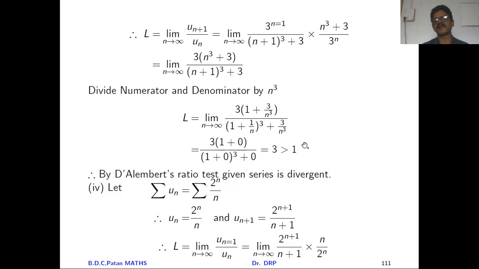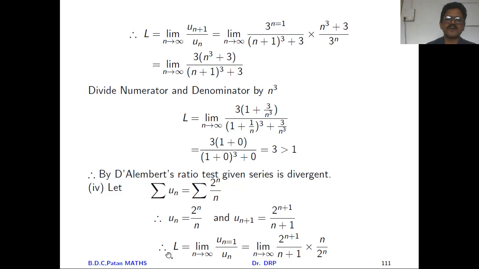If you get the limit to be greater than 1, then by D'Alembert's ratio test, we say the given series is divergent. Then the next, fourth problem is given. Test the convergence of summation 2 raised to n upon n. We denote it as summation un. So un equals 2 raised to n divided by n, and replacing n by n plus 1, un plus 1 equals 2 to the power n plus 1 upon n plus 1.